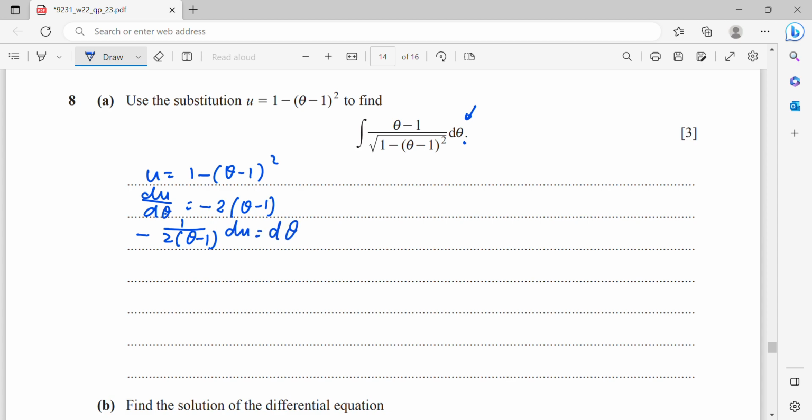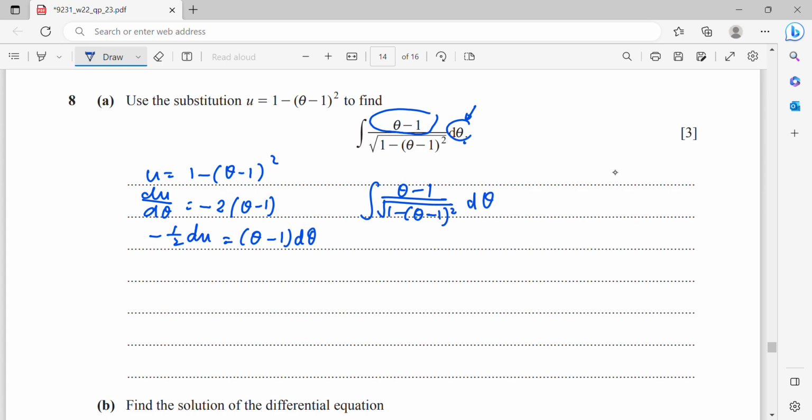Okay, or I can just keep the theta minus 1 d theta, you see there is a theta minus 1 d theta here. So the theta minus 1 moves up. Then that will be better. So I will get negative half du equals theta minus 1 d theta. Okay, so now for the integration part, probably I'll just write it on the right side. So now here theta minus 1 d theta becomes negative half du.